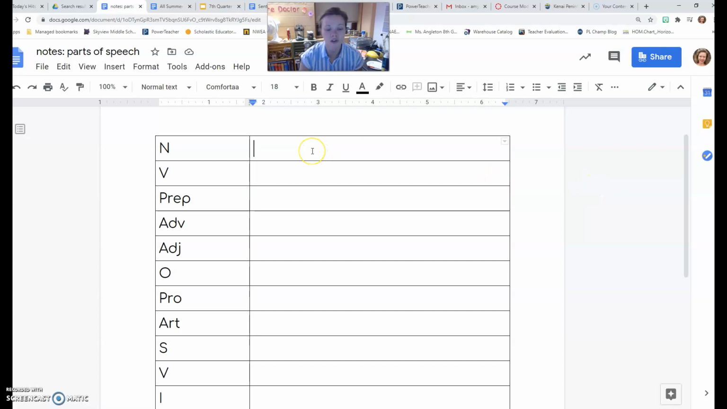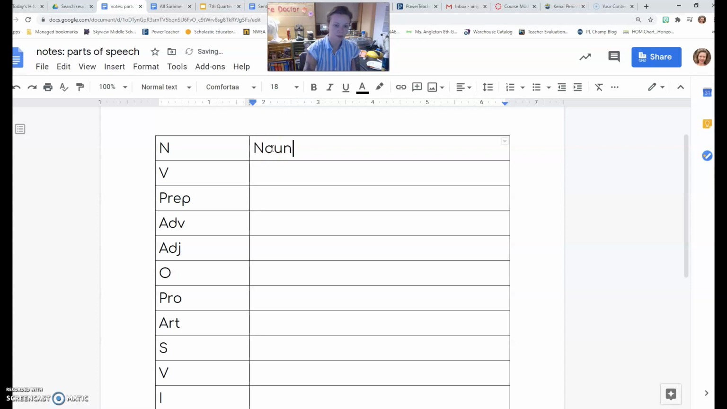All right, so first we're going to go over parts of speech. And on the left-hand side are the abbreviations of these things that I would be putting on your writing. I might write N above something, or on a mentor sentence we'll write N above something. So this is almost kind of like your key for you to refer back to what these things mean. So N is a noun.